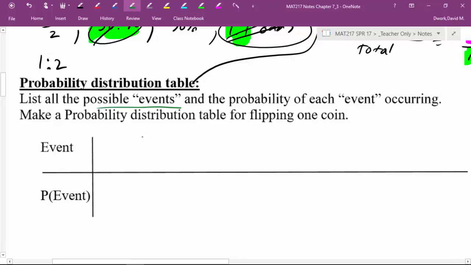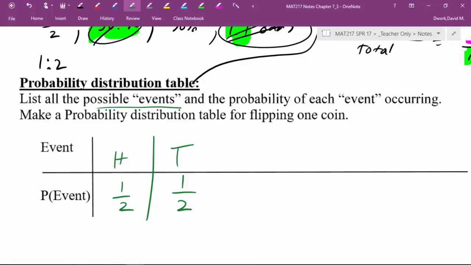So let's make a probability distribution table for flipping 1 coin. Well, what are my possible outcomes? I could either flip a heads or I could flip a tails. Now, the probability of that happening would be, well, I could get a heads 1/2 of the time, or I could get a tails 1/2 of the time. Therefore, this probability distribution table is perfect. It works, right? Okay, that's it. So that's how we do probability distribution tables.